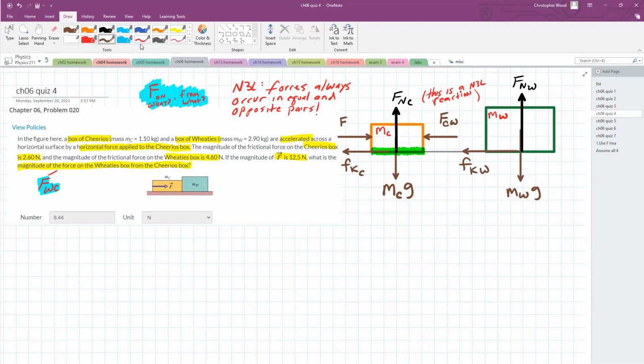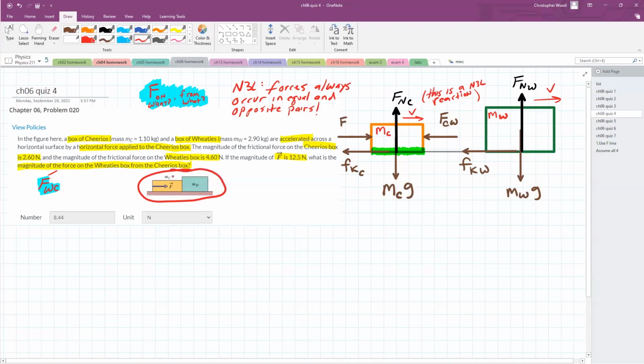I'm going to indicate, because what I just said is worth pointing out, the velocity of the Cheerios is in that direction. The velocity of the Wheaties is also in this direction. Again, I'm showing them separated, even though in reality the two boxes are side by side. What else for the Wheaties?